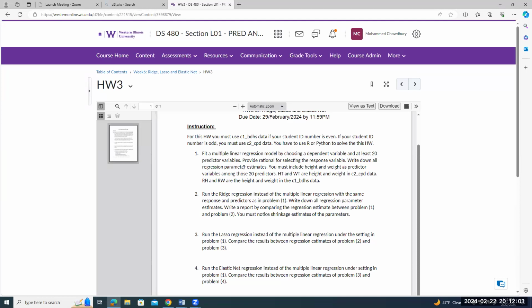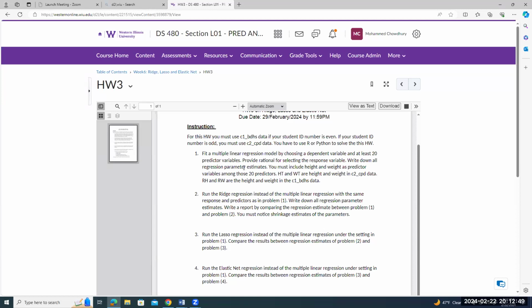Provide a rationale for selecting the response variable, and write down all regression parameter estimates. You must include height and weight as predictor variables among those 20 predictors. HT and WT are height and weight in the C2 data, and RH and RW are the height and weight of the C1 BDHS data. Run the ridge regression instead of the multiple linear regression with the same response and predictors as in problem one. Write down all the regression parameter estimates. Write a report comparing regression estimates between problem one and problem two. You must notice the shrinkage of the parameter estimates.